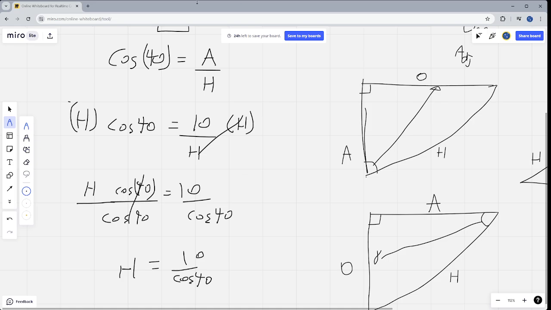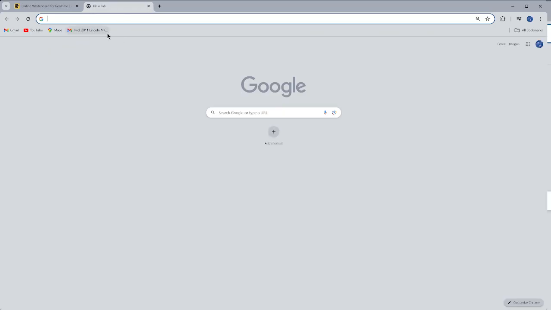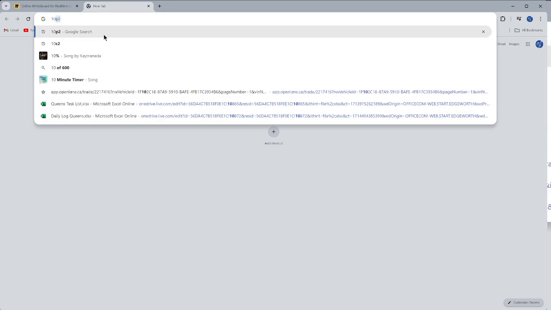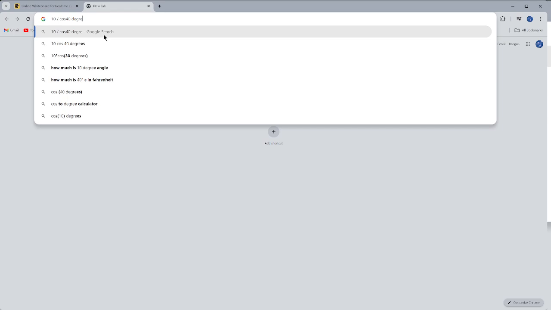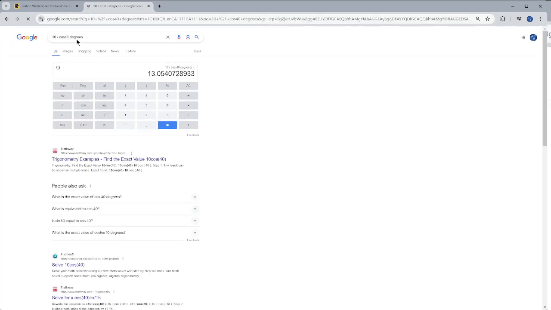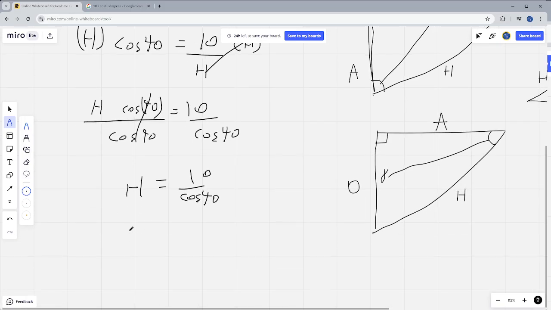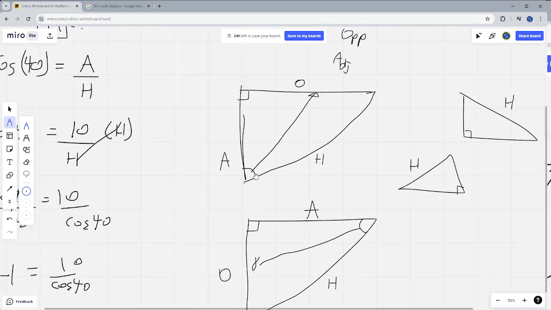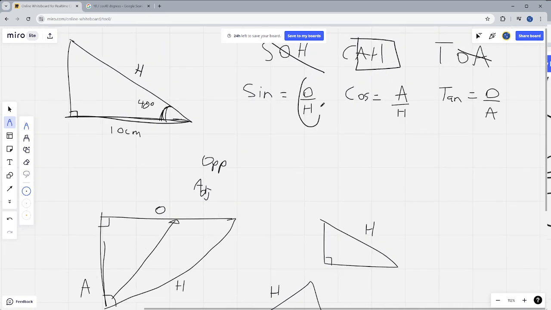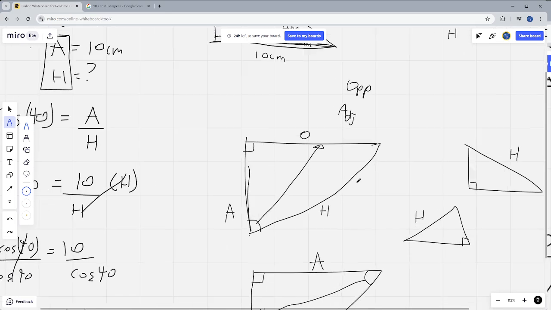Okay, cosine 40 is going to be a decimal, and we can just punch this into the calculator. So 10 over cosine 40 degrees. And we get 13.05. H equals 13.05 centimeters, right? Very important to remember that these are always going to be side lengths, right? And the angle is always going to be attached to either sine, cosine, or tangent.